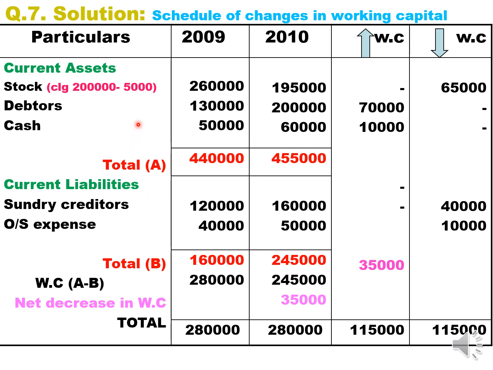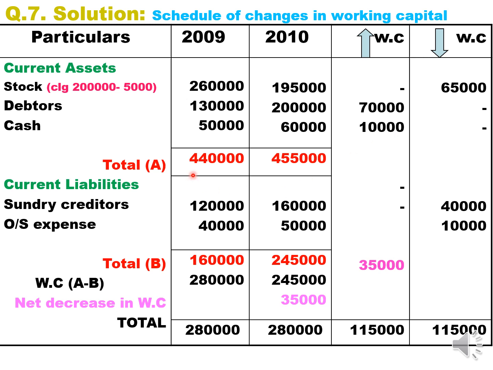So students, closing stock 2 lakh minus 5,000. So you need to take the closing stock of 2010, which they say is overvalued by 5,000. So 2 lakh minus 5,000, you get 1 lakh 95,000. So there is a decrease in closing stock. Last year 2 lakh 60, current year 1 lakh 95. So a decrease of 65,000 will result in a decrease in working capital. There is an increase in debtors of 70,000, which results in an increase in working capital. There is an increase in cash, which results in an increase in working capital of 10,000.